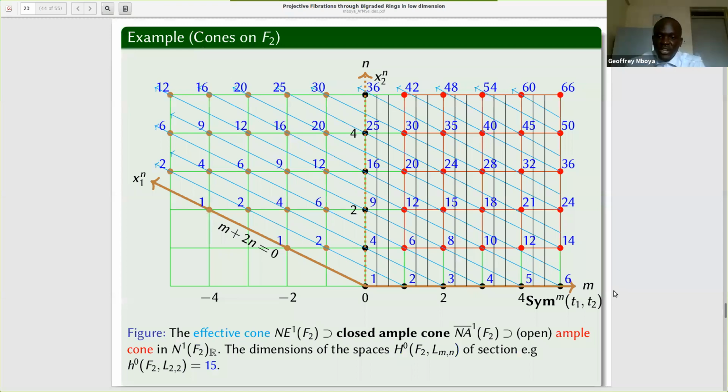The region shaded by black lines, and then the effective cone is defined by every point that is above the lines m plus 2n equals 0 and m equals 0.